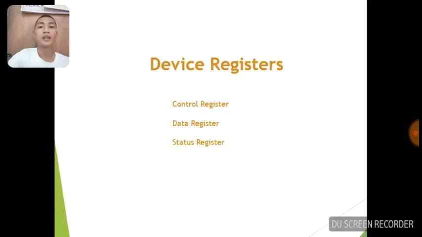Device registers. Each input and output has some number of device registers. Some types of registers are control register, data register, and status register. Control register is used for the CPU to specify what operation to do. Data register is for holding data to and from the CPU. Status register is for showing the status of the I/O device.